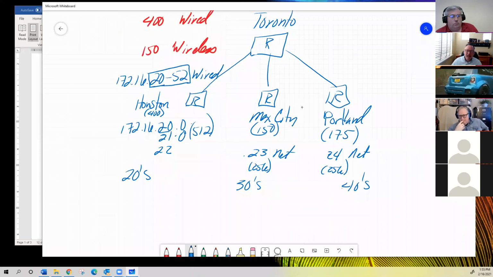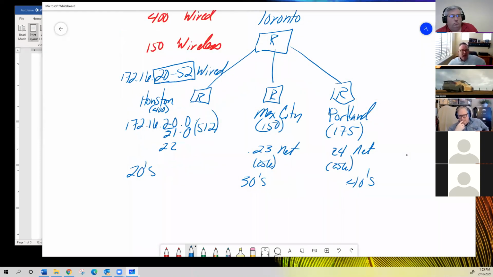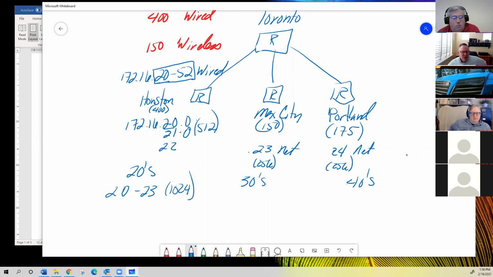Why would I say that? Well, I'm going to start this with 20, okay, 20 through 21. And you know what? That's pretty close to 400. I'm going to go 20 through 23, sorry. That'll give me 4 subnets. 20 through 23 gives me 1,024 addresses with a /22 mask. So that's a 252.0 mask.